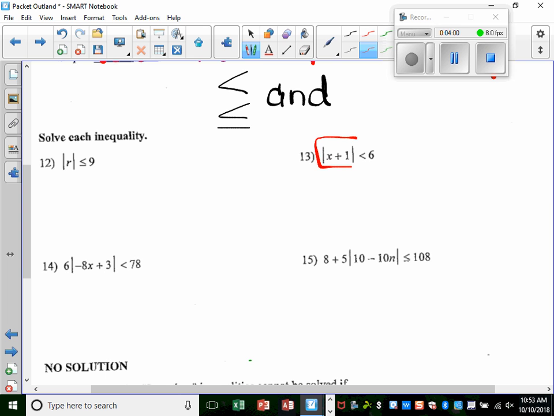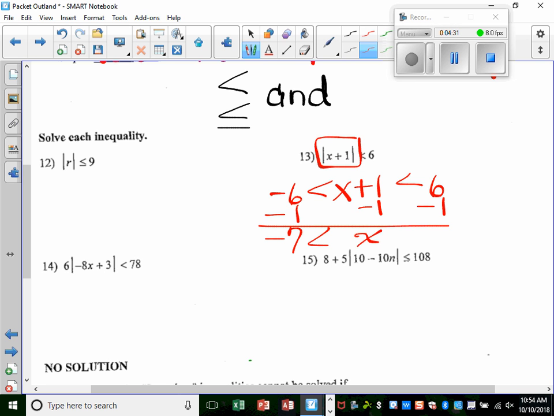Since I know this is common for both, that's going to go in the middle. I have my less than symbols. I put 6 over here and -6 over here. So I've written it as a compound inequality versus separated into individual inequalities. This is an option. Then you would just do this to all sides. And now you'll have -7 is less than x, which is less than 5, which is what I had before. Put it in set builder notation.